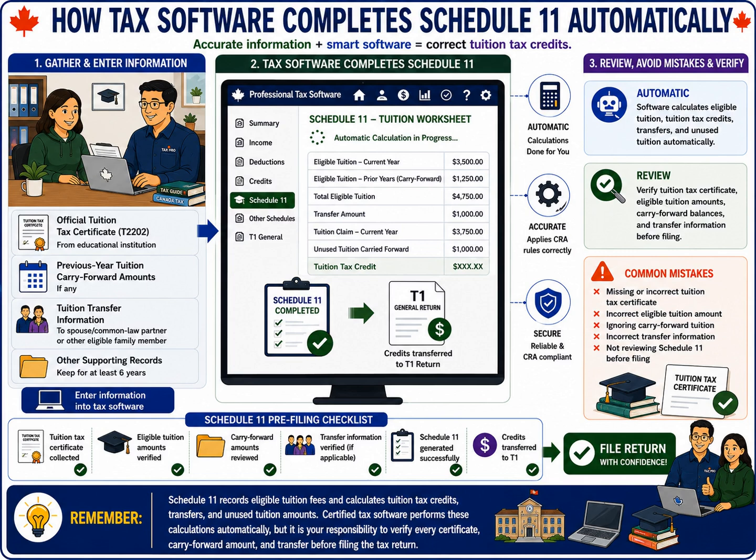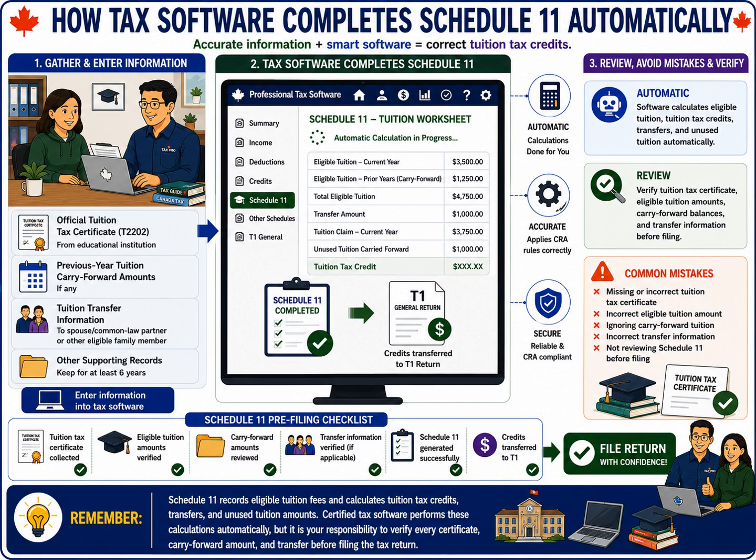Although certified tax software performs all of these calculations automatically, it cannot verify whether the information entered is correct. That responsibility belongs to the tax preparer. Before filing the return, always verify the official tuition tax certificate. Confirm that the eligible tuition fees have been entered accurately. Review any unused tuition carried forward from previous years. Verify any eligible tuition transfer information, and carefully examine the completed Schedule 11 to ensure that all calculations are reasonable.